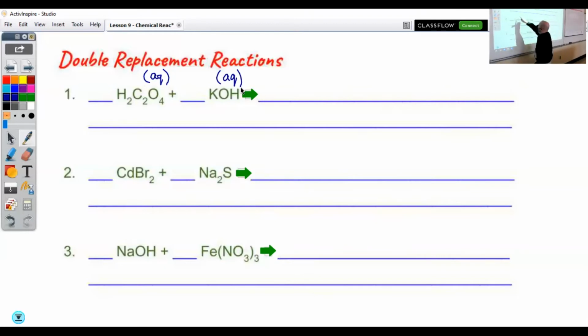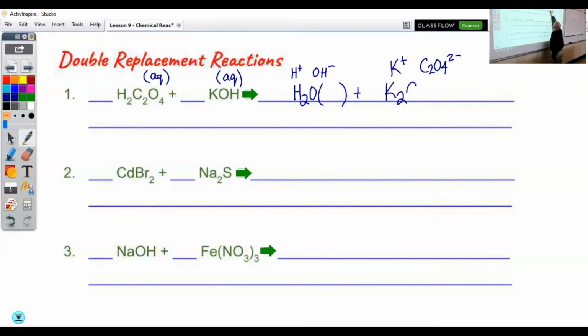Okay, combining outside portions. So we have an H combining with an OH. H plus and OH are going to make water. We'll talk about state of matter in a second. And then our second product is going to be the combination of potassium and oxalate. So potassium is +1. Oxalate, remember, is a polyatomic with a -2 charge. So again, that can be found on your common ion sheet. And finally, we're going to put those two together to make K2C2O4.